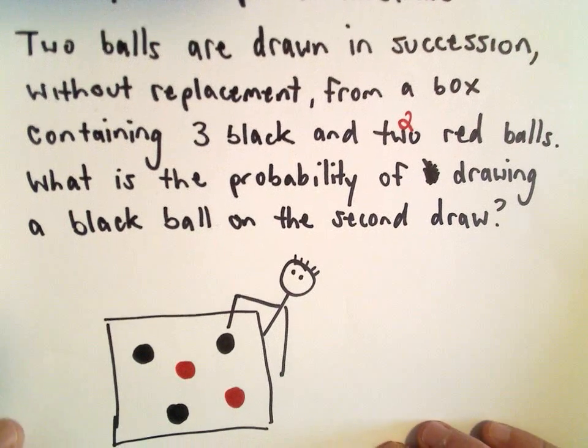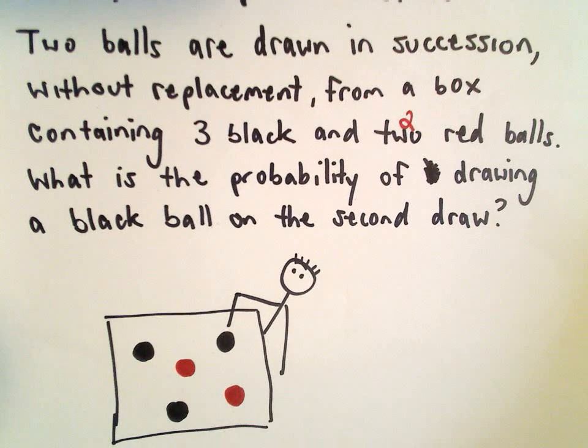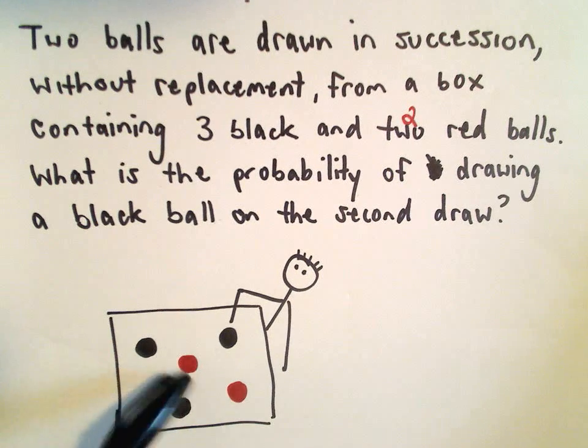Okay, suppose two balls are drawn in succession without replacement. So once we pull one out, we're not going to put it back in. And we're going to do this from a box that contains 3 black and 2 red balls. We want to know what's the probability of drawing a black ball on the second draw. Okay, so, well, different things can happen, right?